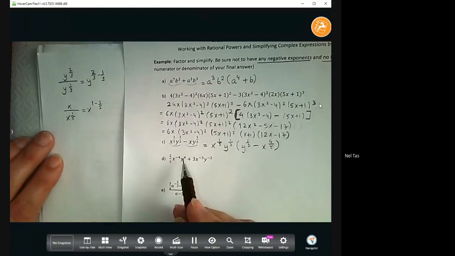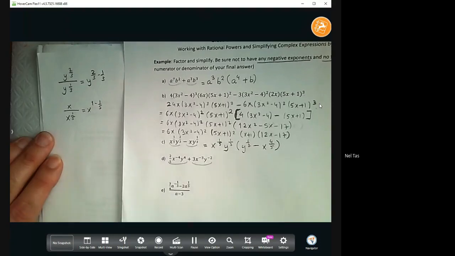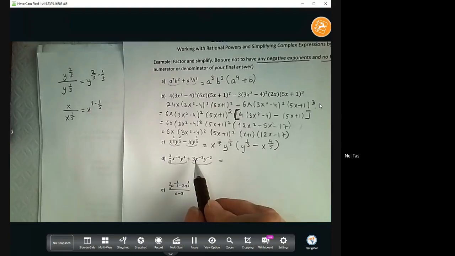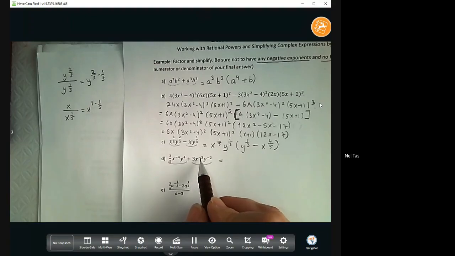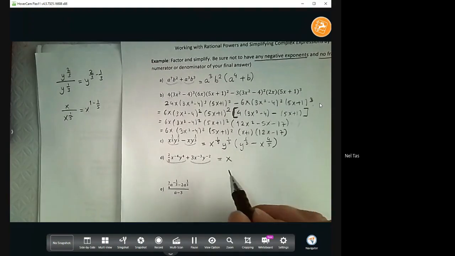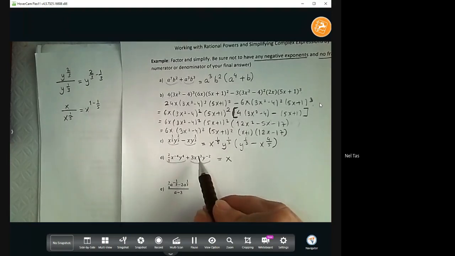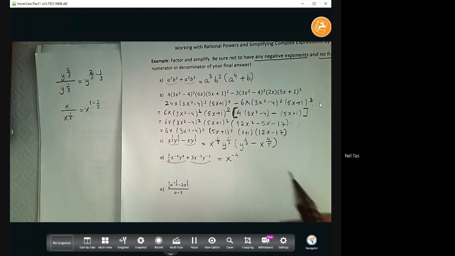So next, we have again two terms. Term 1, 2. So we look at the numbers, 2 over 5, 3. No common factor. Now we look at variable x. One is x to the power of negative 4. The other one is x to the power of negative 3. So which one is smaller? One power is negative 4. The other one is negative 3. So negative 4 is smaller than negative 3. So we pick negative 4 as a power.